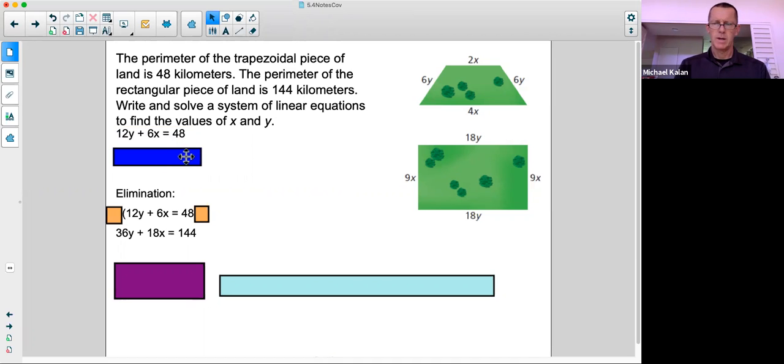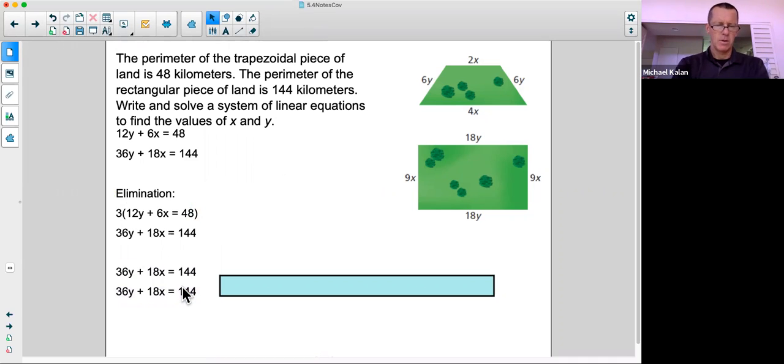And for the bottom one, 36y plus 18x equals 144. Okay, and then we need to solve. I just did it by elimination, which means I need to do what to this top equation? I need to multiply it by 3 to get a match. Whatever you do to one side, you do to the other. So then I have that, and those are exactly the same.